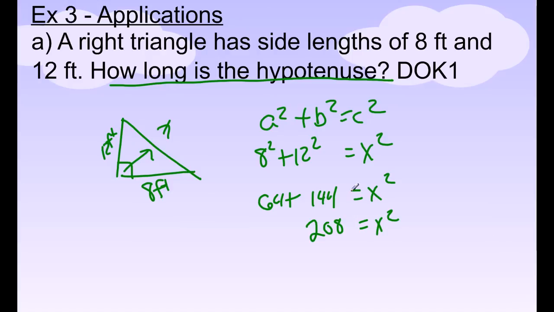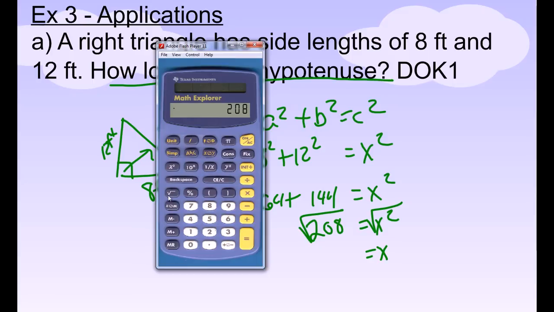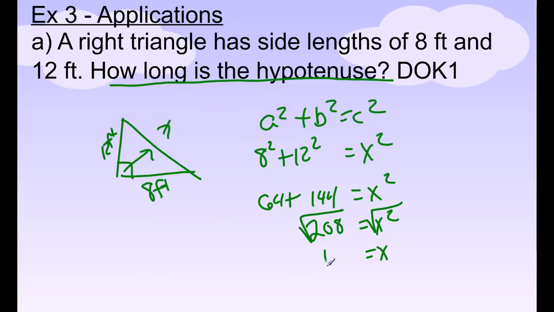The only thing left to do is square root each side. That cancels out the x squared, so I have x equals, and the square root of 208 is 14.4. If you're not sure if you're right, just check it again. The square root of 208 is still 14.4. And it is okay to get decimal answers. Not every single problem is going to give you a perfect whole number.